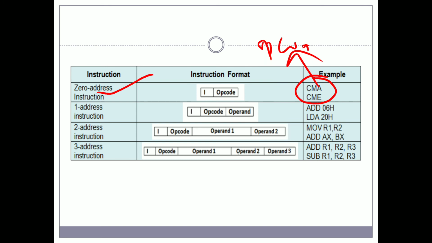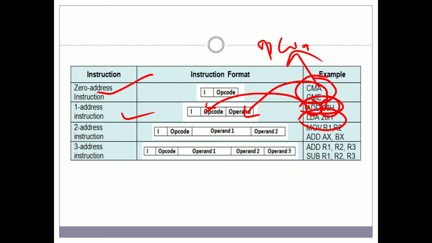Now one address instruction: ADD 06H, LDA 20H. Add is the opcode here, and 06 is the data or operand. One operand is given there, so it is a one address instruction.